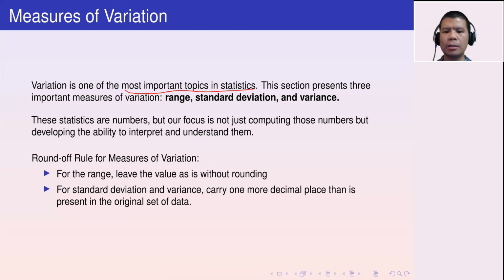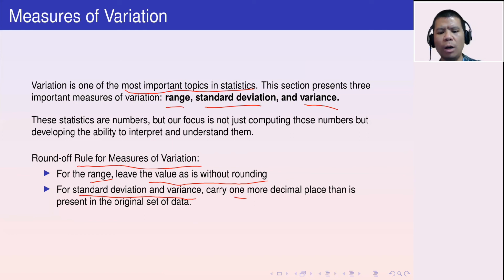In this section, we are going to talk about three important measures of variation: the range, standard deviation, and variance. So what are the round-off rules for these? For the range, leave the value without rounding. For the following two, the standard deviation and variance, use one more decimal place. We're going to talk about this again later as well.